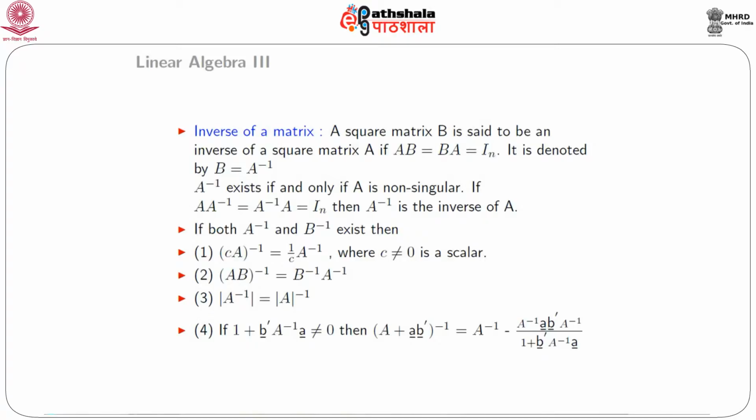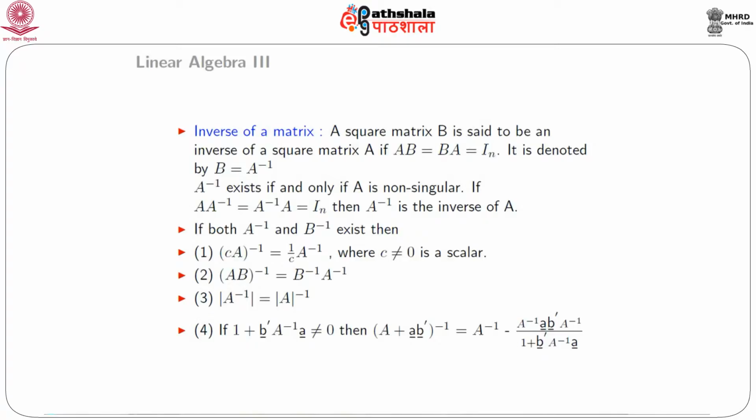If both A inverse and B inverse exist, then (cA) inverse equals 1 by c times A inverse, c being a non-zero scalar. 2. (AB) inverse equals B inverse A inverse, and the determinant of A inverse is 1 over the determinant of A.